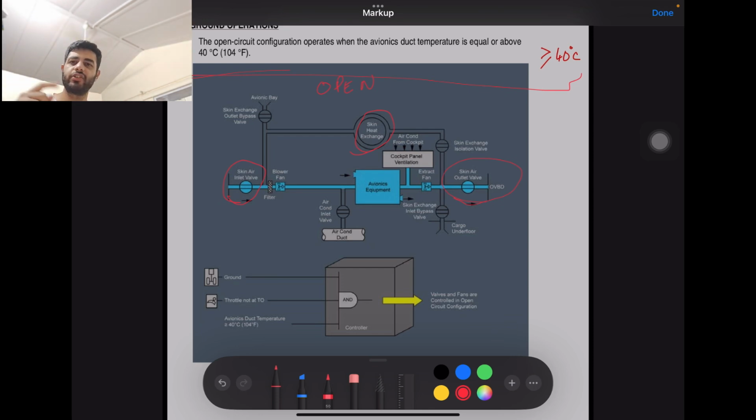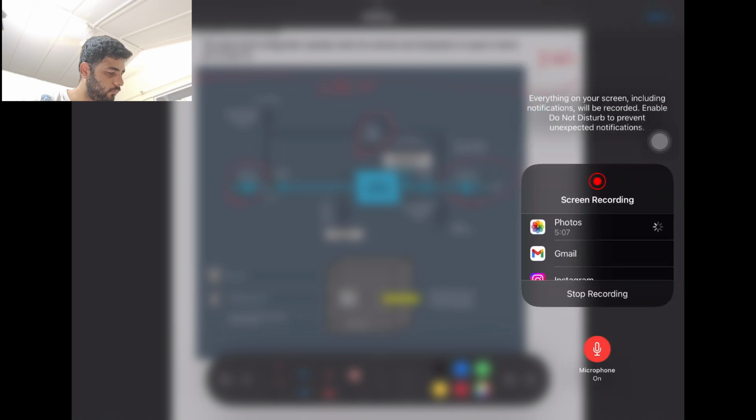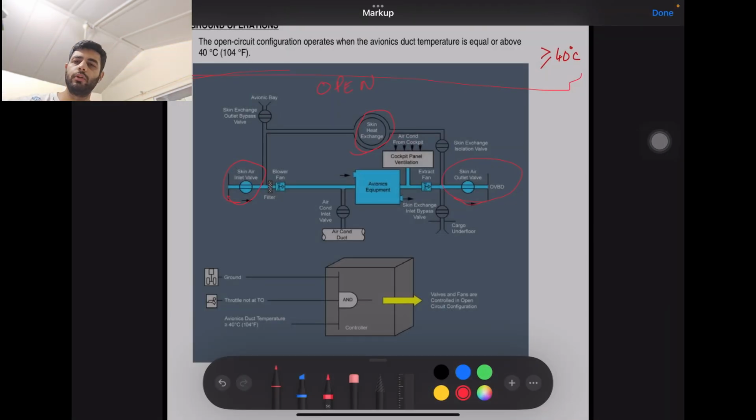The skin heat exchanger is basically around the fuselage, and air is circulated. This is employed when you want to cool down the system. Usually there is cold air outside, so what causes it to cool down is the outside air. The skin heat exchanger also has valves: the skin exchange isolation valve and the skin exchange outlet bypass valve.